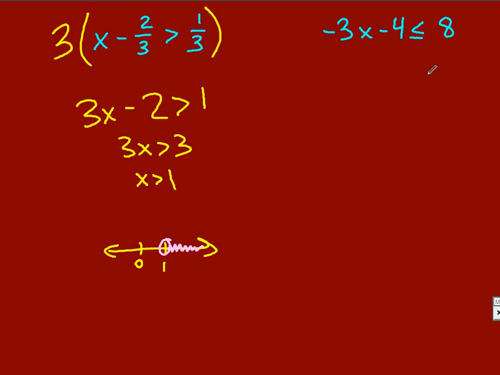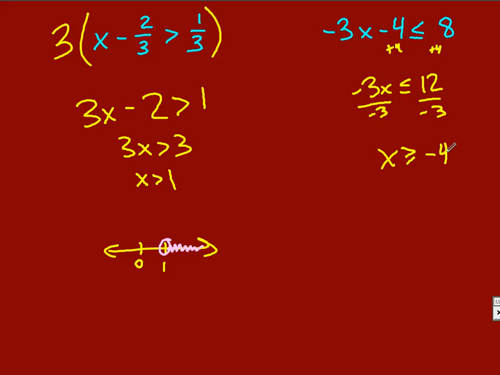In this one, start by adding 4 to both sides. Get negative 3x is less than or equal to 12. Divide both sides by negative 3, and you will get x and negative 4. When you divide by a negative, here's the rule. You got to flip the sign. Only when you divide by a negative.